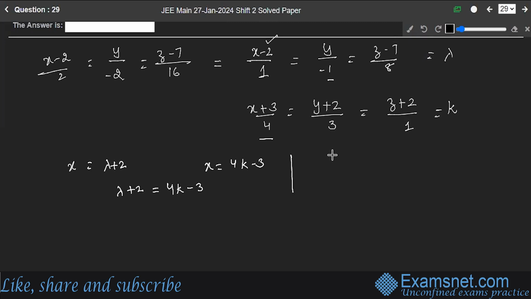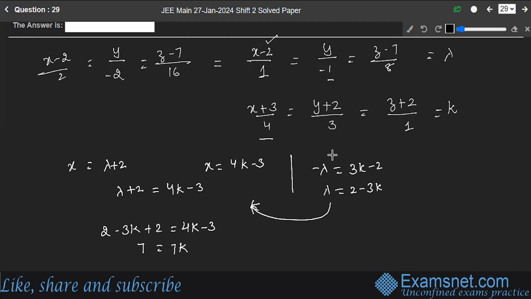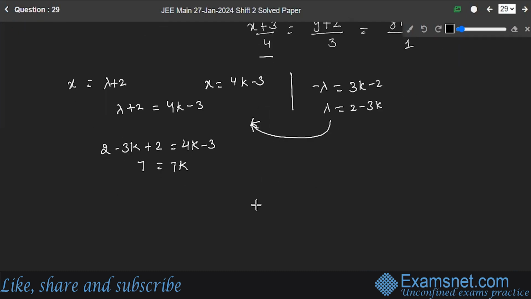Also, you will have minus lambda is equal to 3k minus 2. So let's combine both of them. Lambda is equal to 2 minus 3k. Let's fill in this equation. You will have 2 minus 3k plus 2 is equal to 4k minus 3, or you will have 4 plus 3 is equal to 7k. That means k is equal to 1. And that means lambda will be equal to 2 minus 3 into 1, which is equal to minus 1. I have the values of lambda and k.